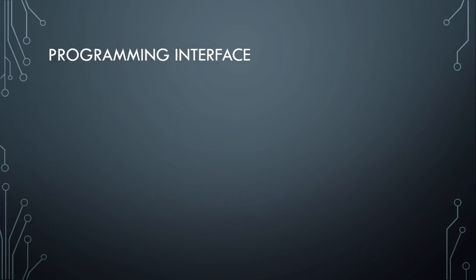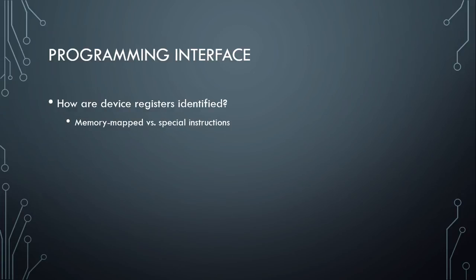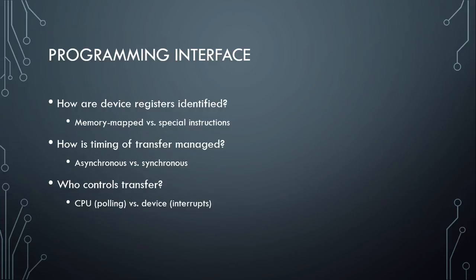Now, from the programming side, because that's really what we're going to be looking at, with the interface here we want to first ask how many device registers are identified. So how do I identify these? Typically, what you see will be memory mapped registers versus special instructions. Also, how is timing of transfer managed? Is it asynchronous or synchronous? In other words, is it going with the CPU or against it? Who controls that transfer of information? Is it the CPU, which is done through something called polling, or is it the device, which is something called interrupts?